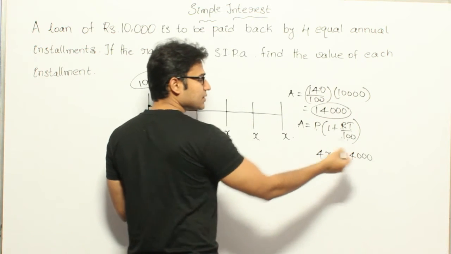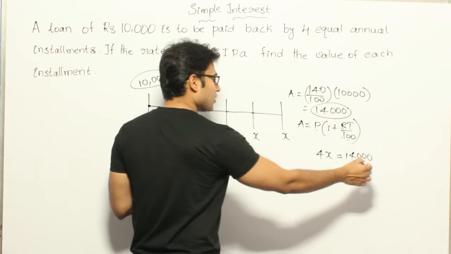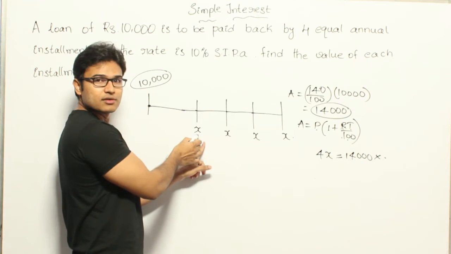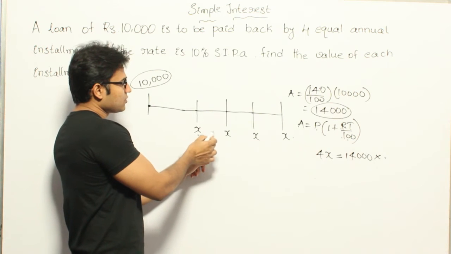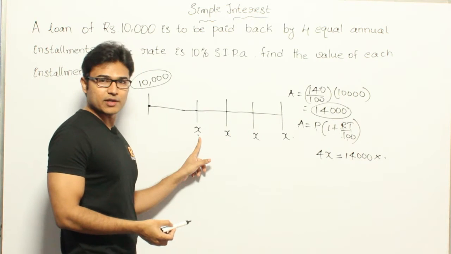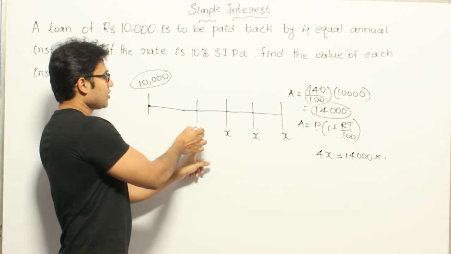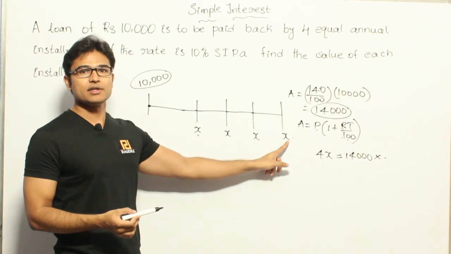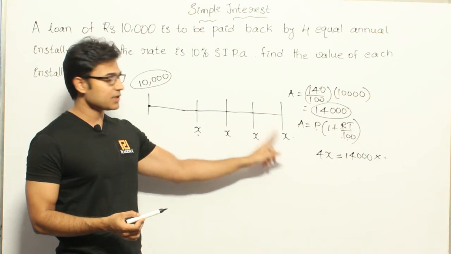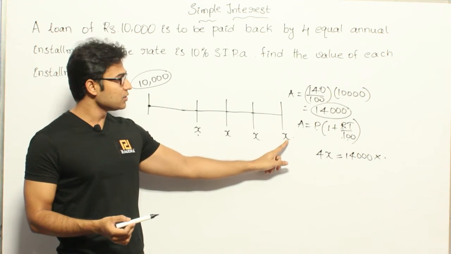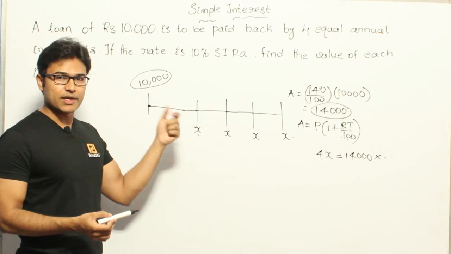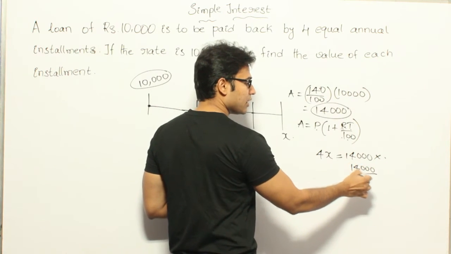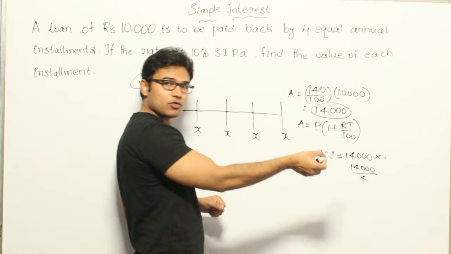Now you might think that 4 into X, in these 4 installments you are supposed to pay 14,000, right? So you might think that this is the equation, but it is wrong. The reason is, when you are paying some amount here, this amount is also going to grow at the rate of 10%, isn't it? So even though you are making a payment of X here, by the time it reaches this point, it is going to be more than X. So this contribution is more. Therefore you need not pay 14,000 divided by 4. You have to pay less than that.